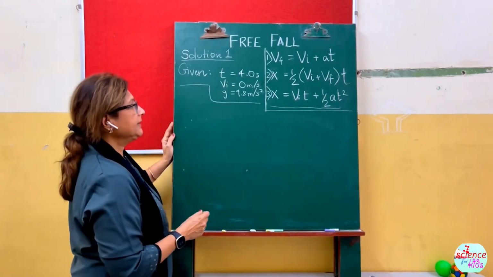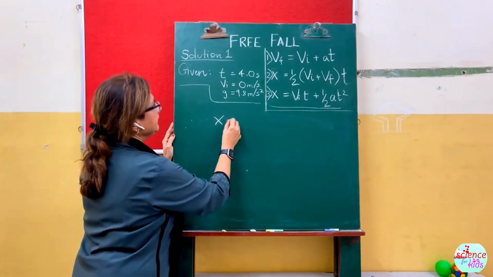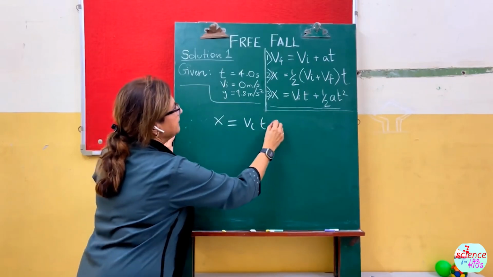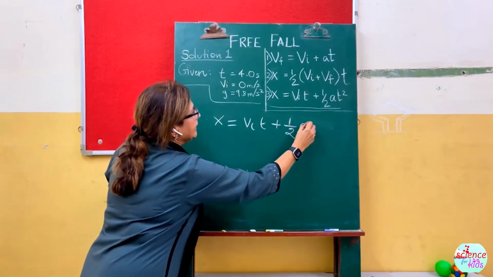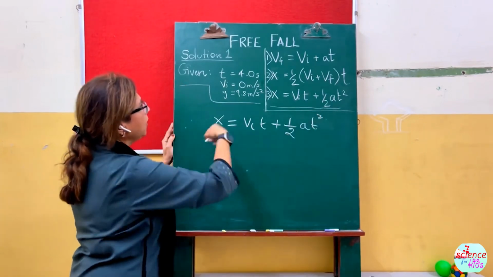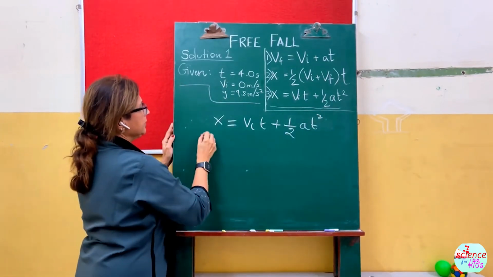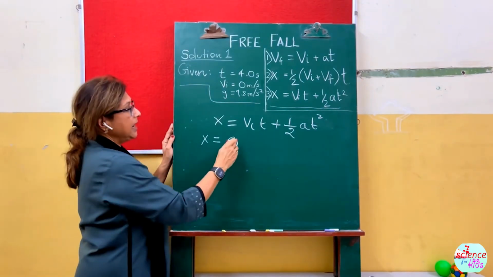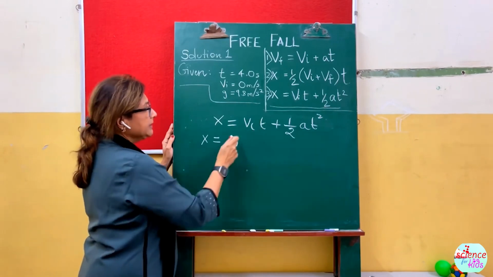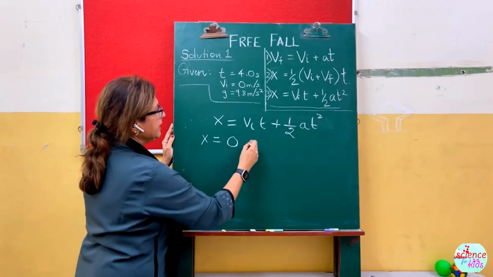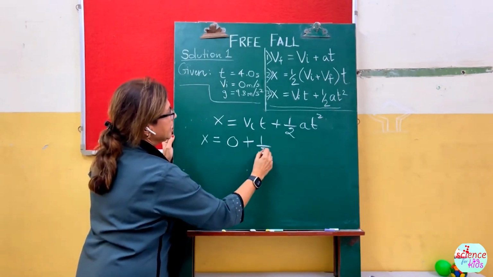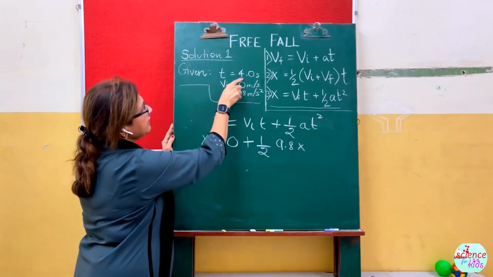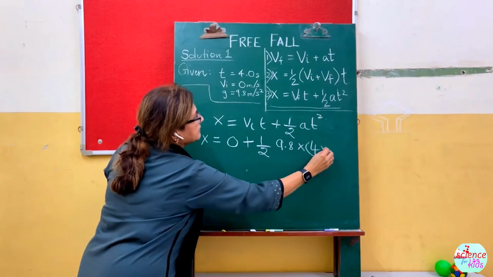Okay, so let's solve it. Equation 3, let's rewrite the equation: x equals initial velocity times time, plus half a t square. Now all we have to do is plug in the information. So x will be equal to Vi, which is given and is always 0. Any number multiplied by 0 is always 0, so we don't write that. Plus half, acceleration value is given, that is 9.8, times time, which is 4, squared.